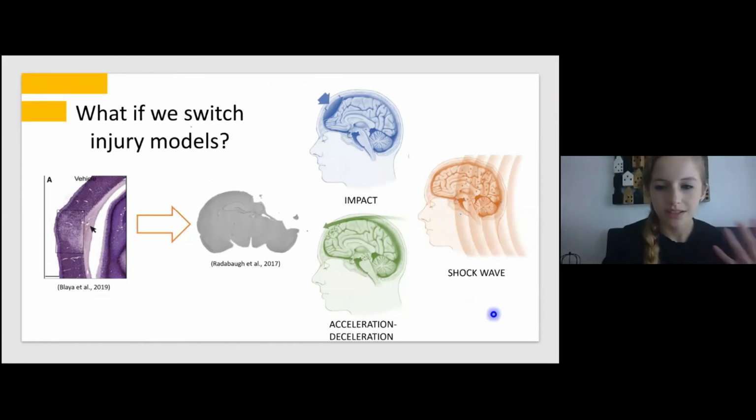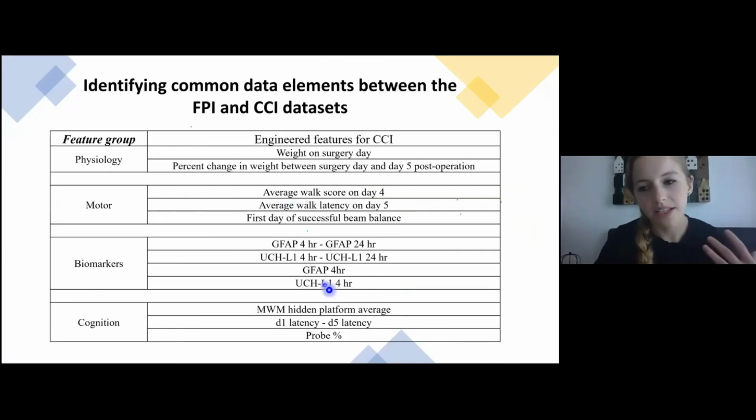Will the machine still be able to accurately identify the same treatments as before? Will the results be the same for the treatments that were administered when we move from that FPI model to that CCI model? And while these data sets included common data elements across the board, they were not identical. So we had to return to that feature engineering drawing board.